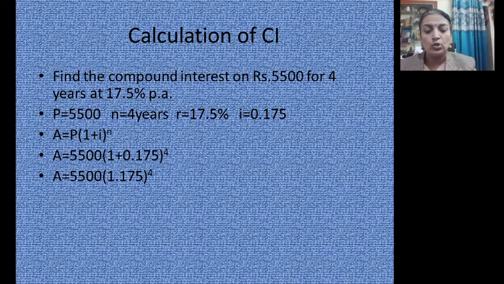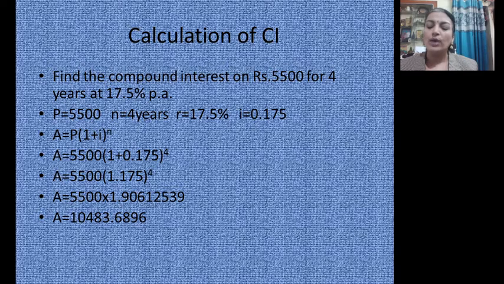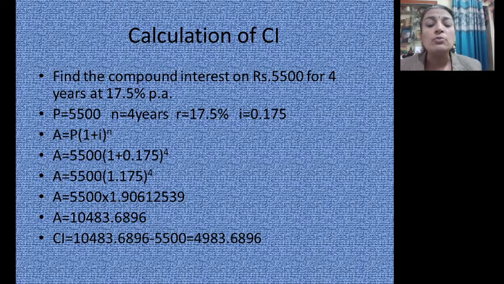You can do it like this, 1.175 into 1.175, 4 times you have to do. Otherwise you can go directly with 1.175, press the multiplication mark, then the equal sign 3 times. You will get 1.90612539 and it should be multiplied by 5500 and your A is 10,483.6896. Okay, now compound interest has to be calculated.